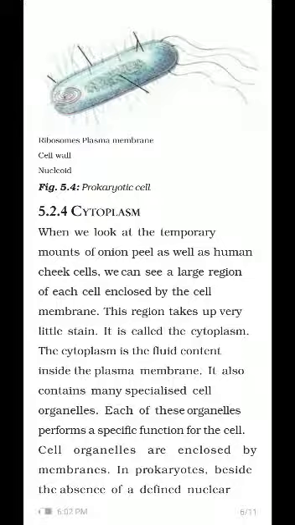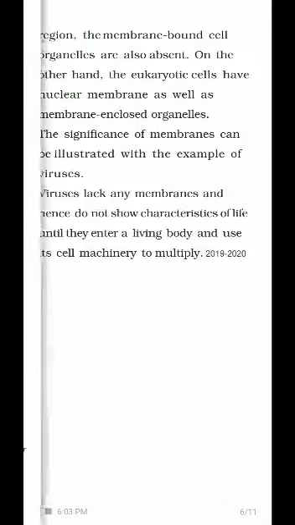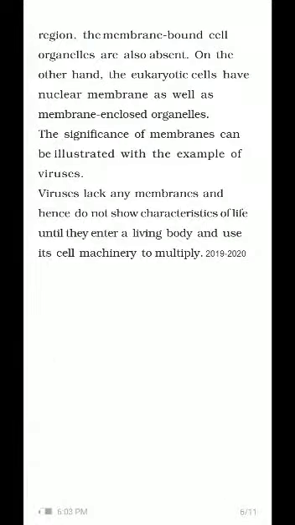In prokaryotes, besides the absence of a defined nuclear region, the membrane-bound cell organelles are also absent. Children, they don't have specific cell organelles. On the other hand, eukaryotic cells have a nuclear membrane as well as membrane-enclosed organelles.